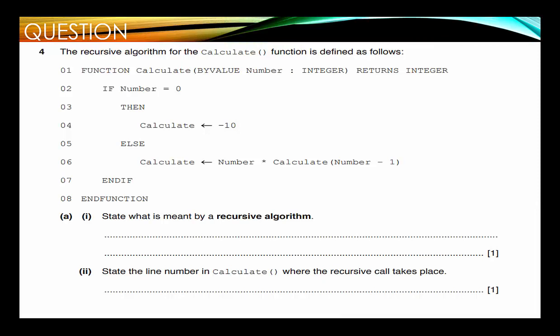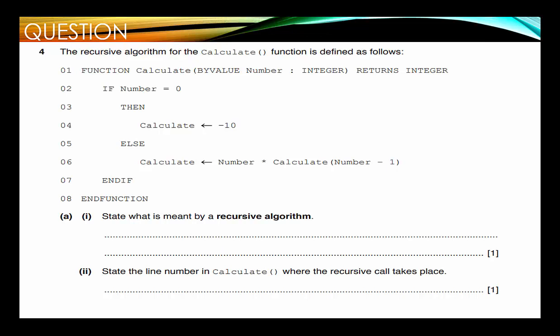So here's the question. This is a former question from 9608. It says a recursive algorithm for the calculate function is defined as follows. It gives us a function called calculate, which has a parameter called number, which is a data type of integer, that returns an integer. If number equals 0, then calculate becomes -10, else calculate becomes number times calculate(number minus 1), and then that ends the function.